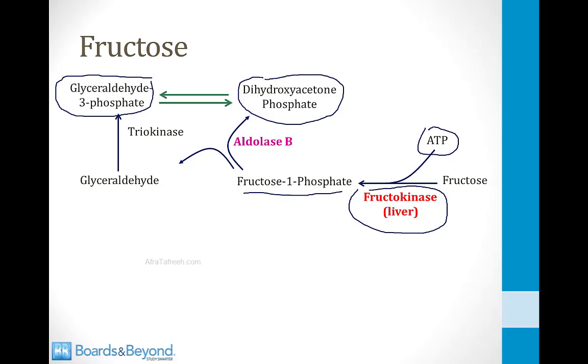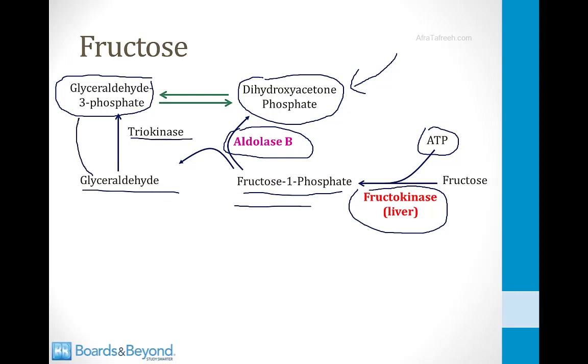Once fructose 1-phosphate has been synthesized, there is an enzyme called aldolase B, which can split the 6-carbon fructose molecule into two 3-carbon molecules. One of those molecules is dihydroxyacetone phosphate, which can enter glycolysis. The other molecule is called glyceraldehyde, and there is a third enzyme called triokinase, which can convert the glyceraldehyde into glyceraldehyde 3-phosphate. So in this manner, the 6-carbon structure of fructose is converted to two 3-carbon structures of the glycolysis pathway, and now it can enter metabolism as you know it from glucose.